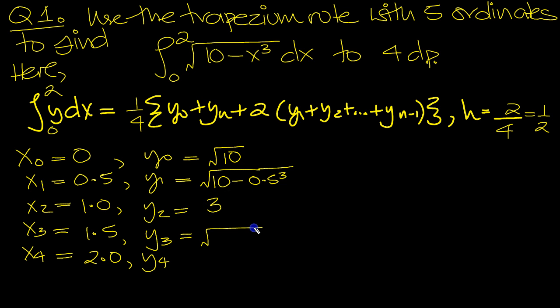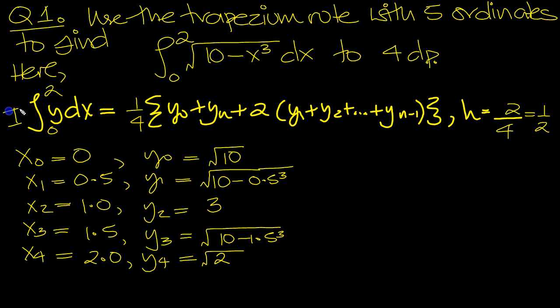y3, 1.5, is the square root of 10 minus 1.5 cubed. And y4 is 10 minus 2 cubed, which is 8. 10 minus 8 is 2. So that's what we need to put in there. Square root of 2. Okay, good. So there's our y values then. We're working to 4 dp, so we could work these out to 6 dp if we wanted. I'm going to leave them as is at the moment.